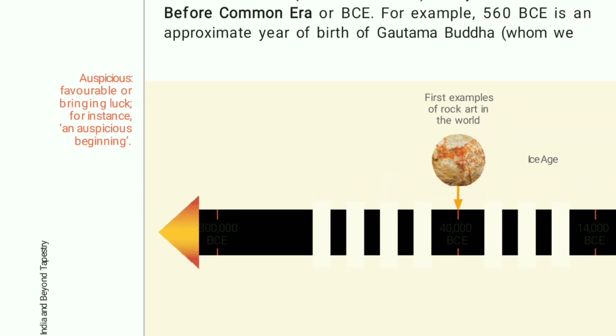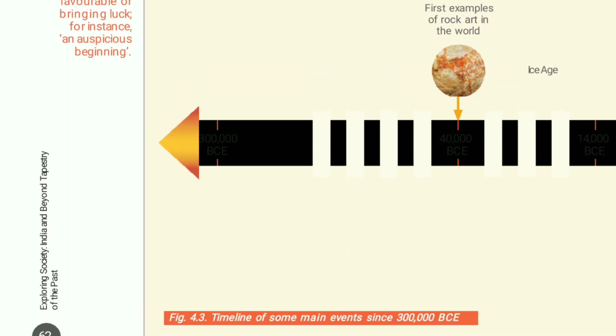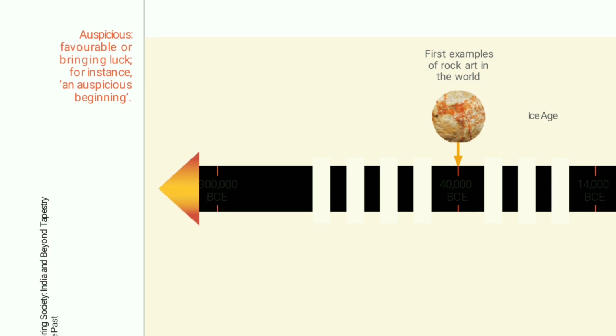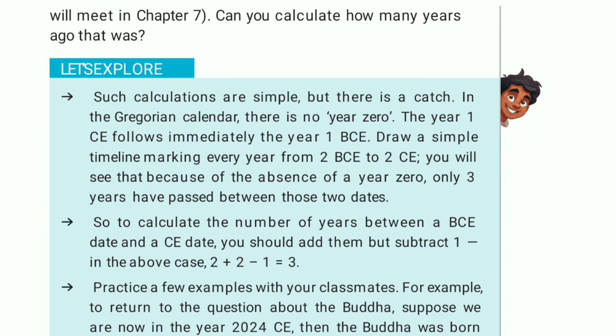For example, 560 BCE is the approximate year of birth of Gautama Buddha, whom we will meet in chapter 7. Figure 4.3. Timeline of some main events since 3 lakh before Common Era. First example of rock art in the world, Ice Age. Auspicious: favorable or bringing luck, for instance, an auspicious beginning.